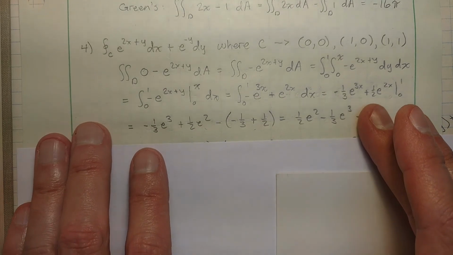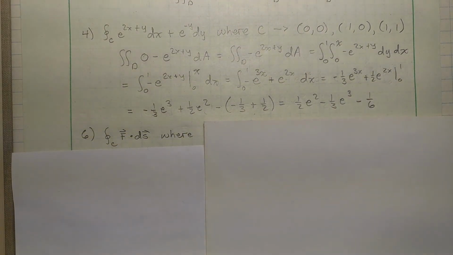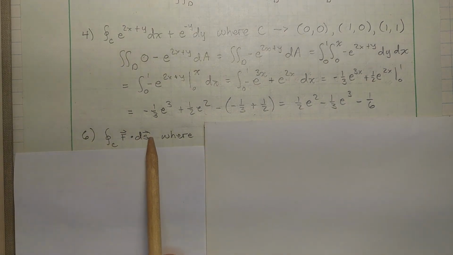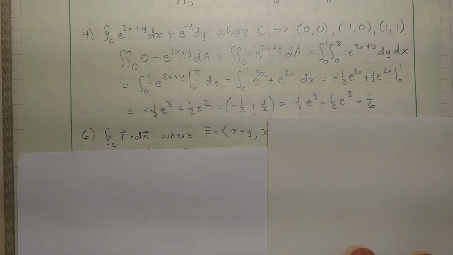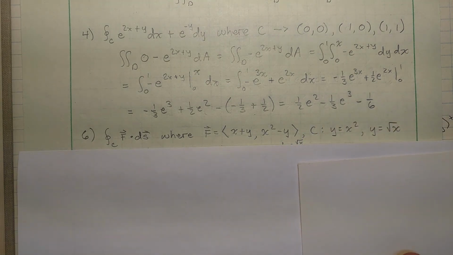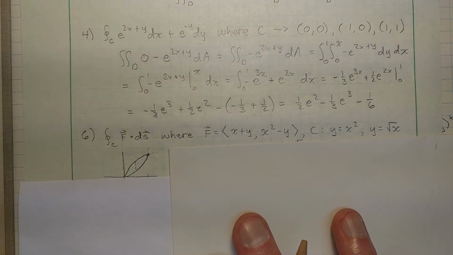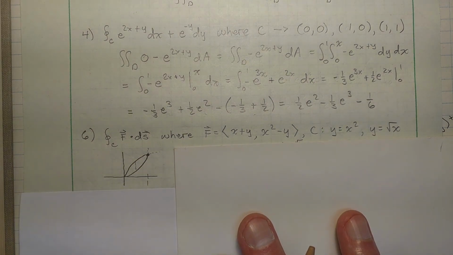All right, let's look at one more. This one's a little bit different. This one, we actually do have it in the form of our dot product of our vector field. We're given our vector field, x component x plus y, y component x squared minus y. And we know our curve C is the curve around this region, trapped between these two curves, y equals x squared and y equals square root of x. That's a picture of the region we're talking about.